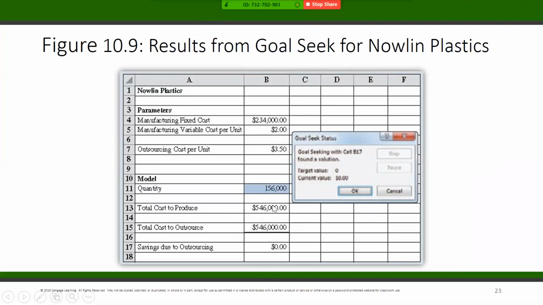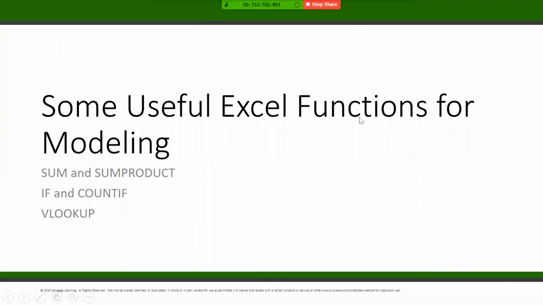Okay, so any value beyond that 156,000, it becomes cheaper to manufacture in-house. Any value below 156,000, it's cheaper to outsource. So that's kind of our point where we go one way or the other.